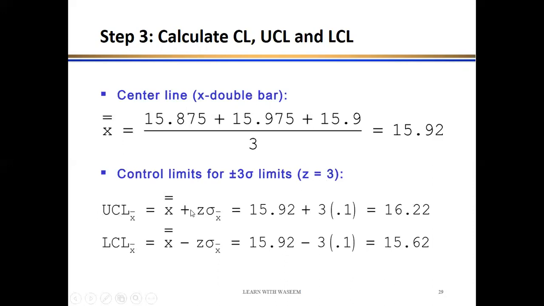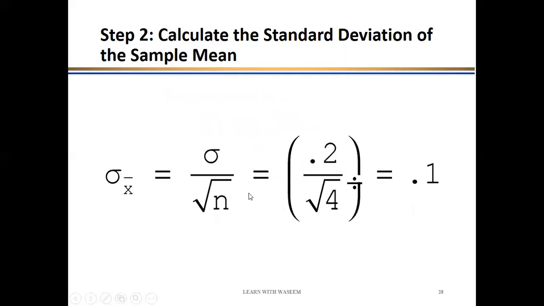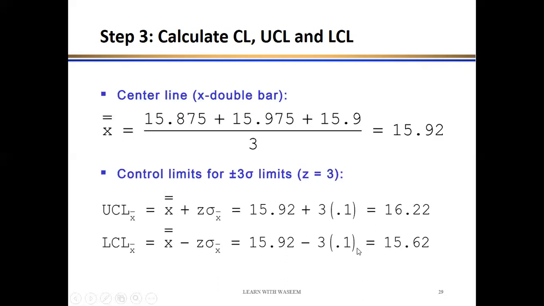As it is given in the question, we can find it very easily. The UCL, the upper control limit for the x bar chart, would be x double bar plus z, which is 3, times the standard deviation of x bar. We found it in this slide: sigma divided by the square root of n, where n is the sample size, which is equal to 0.1. Now put the values in this expression: x double bar, 15.92, plus z value 3 times 0.1. When we put the values here, we get 16.22 for the upper control limit and 15.62 for the lower control limit.